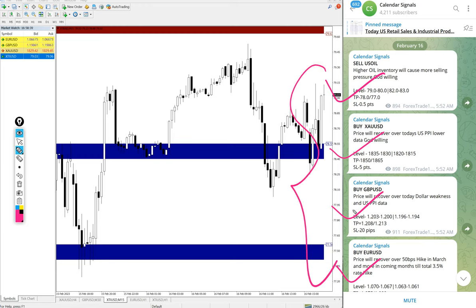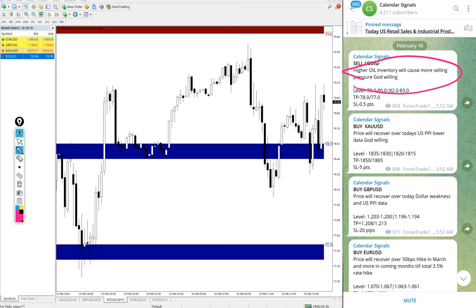These four signals we gave today, and all these signals were given based on strong reasoning. Here, sell oil was given because higher oil inventory will cause more selling pressure, God willing. So we are expecting oil inventory today. Based on overall analysis, we predict that inventory for US oil will be higher, so as the supply is more, the price should reduce. So this was our prediction, and that is why we gave sell US oil.